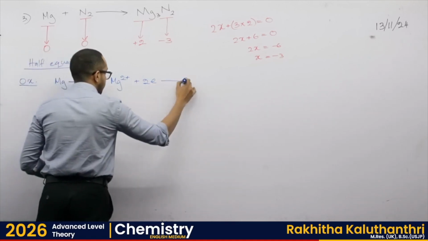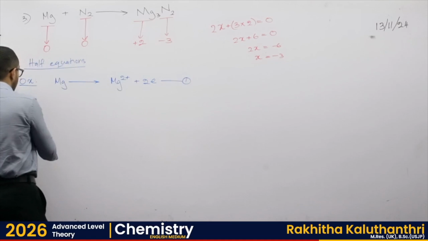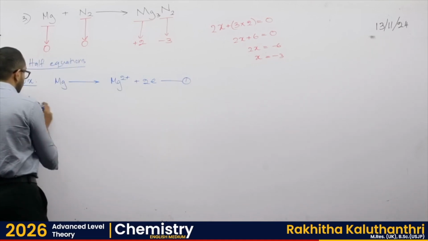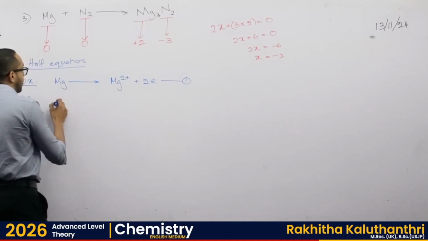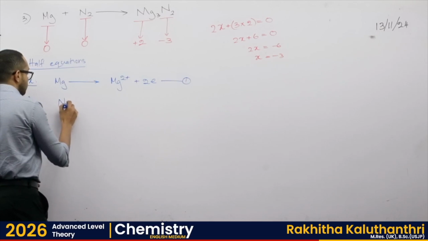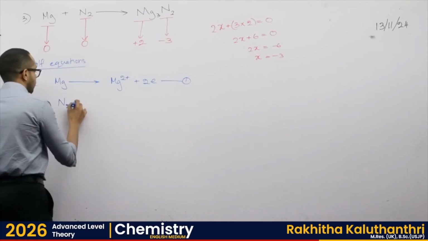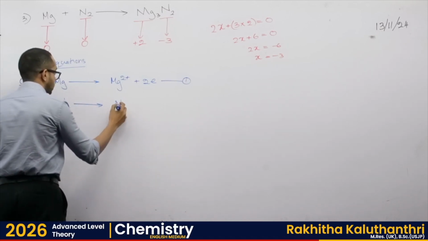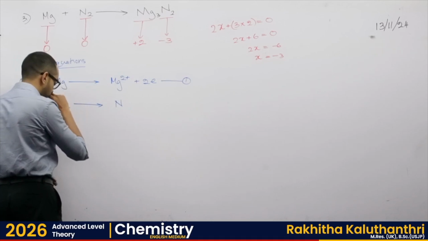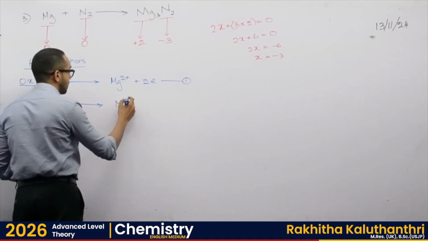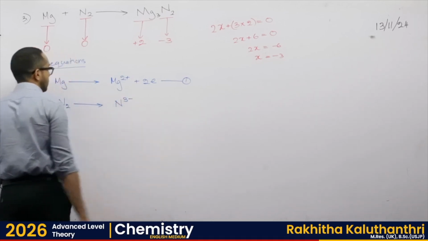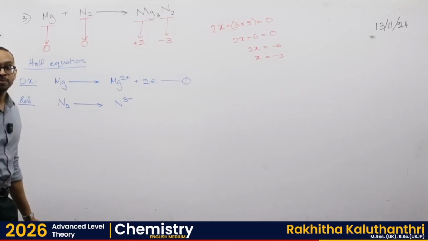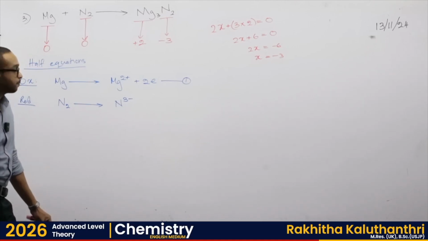We'll call it reaction number 1. Then we have reduction. So we have nitrogen turning into nitrogen in minus 3 oxidation state. So that means 3 minus. This is called the nitride ion, right? Nitride ion.